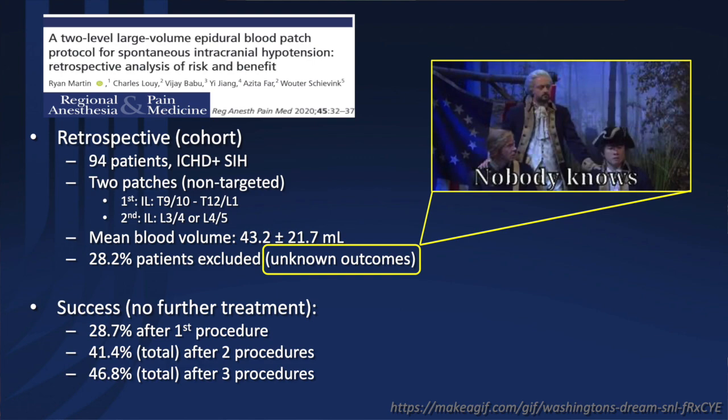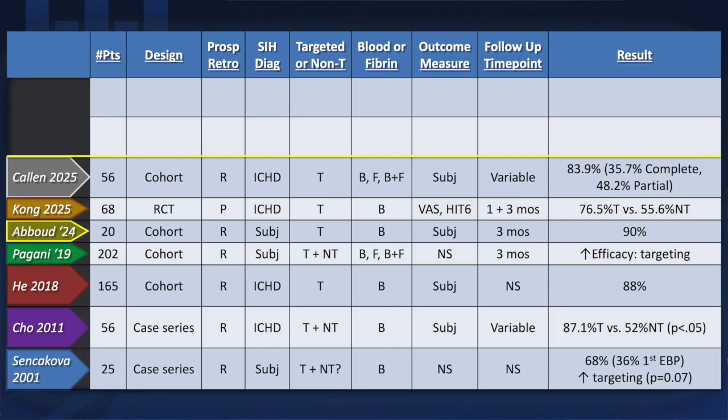And you can see the numbers there for the second and the third. So I think in general here, what we're seeing is that there's not a significant response rate to non-targeted patches, particularly compared to the papers below that yellow line.